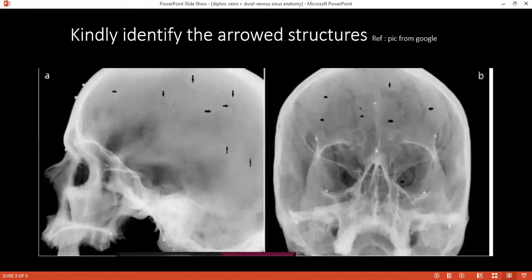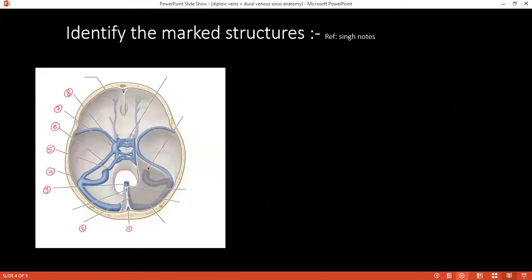Okay, so there are 4 major types of diploic veins, which are found on each side of the head: frontal, anterior temporal, posterior temporal, and occipital. Okay. So these are those. All right. Can you tell me, please, if you identify the structures from 1 to 8?